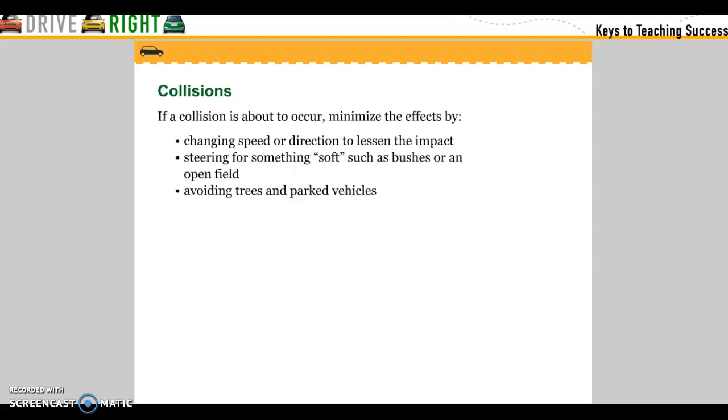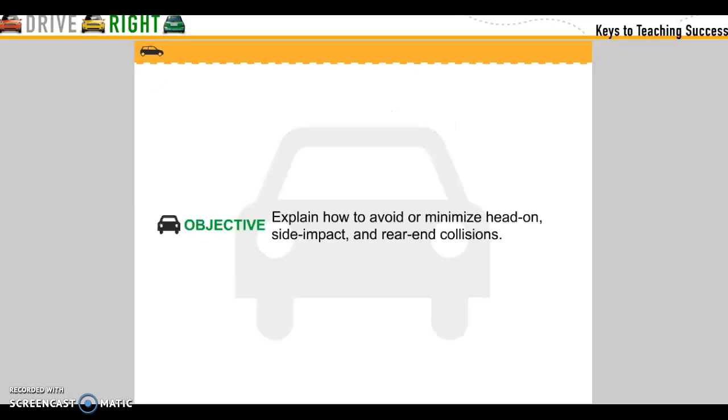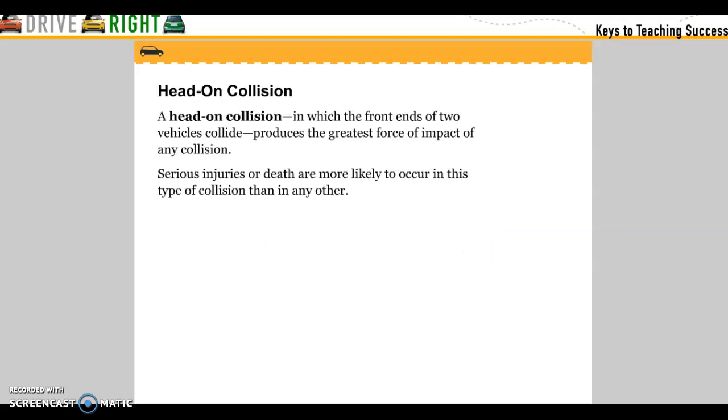Collisions. If a collision is about to occur, minimize the effects by changing speed or direction to lessen the impact. Steer for something soft, such as bushes or an open field, and avoid trees and parked vehicles. Explain how to avoid or minimize head-on, side impact, or rear-end collisions.